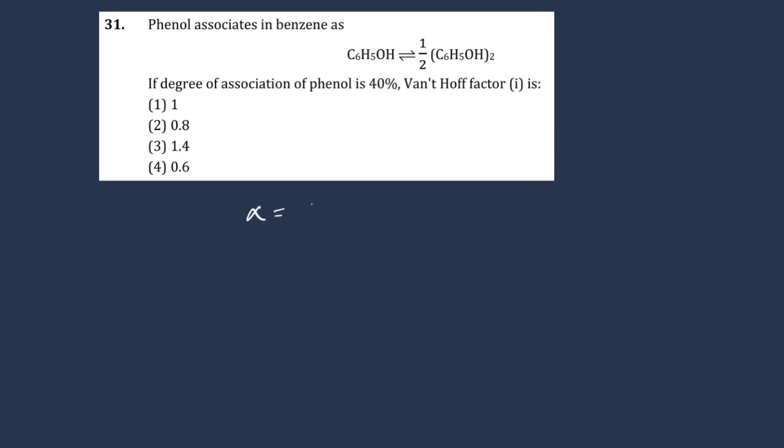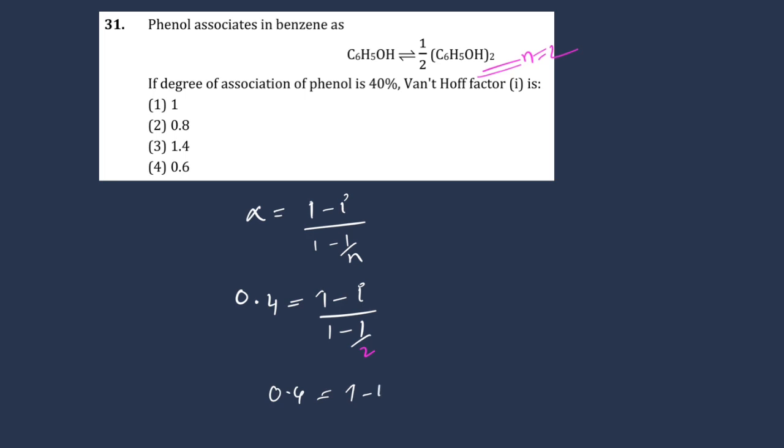Alpha is equal to 1 minus i over 1 minus 1 by n. This is for association. Then, given 40%, meaning 0.4, is equal to 1 minus i over 1 minus 1 by n. The n value, according to this dimerization, is n equal to 2. Therefore, 0.4 is equal to 1 minus i, multiplied by 2, because 1 into 2 is 2, 2 minus 1 is 1, and the denominator 2 goes to the numerator.